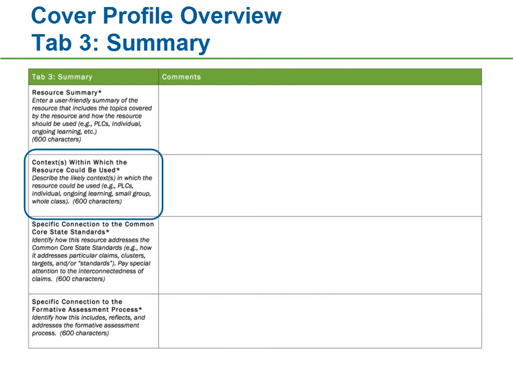For this field, you need to describe the context in which the resource could best be used. This field may influence how you tag this resource on tab 4 of the cover profile.